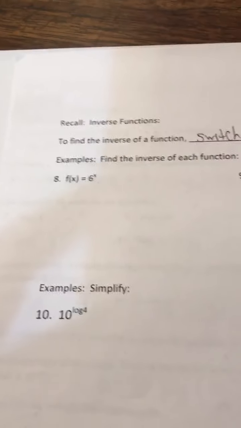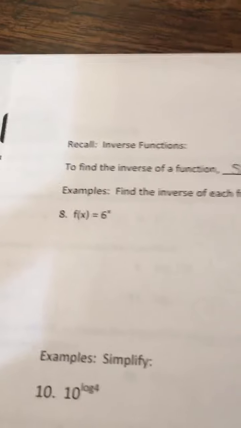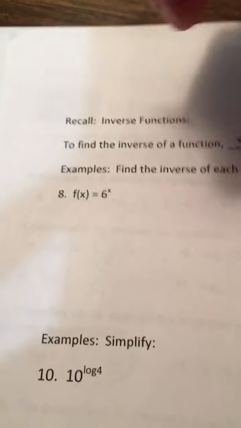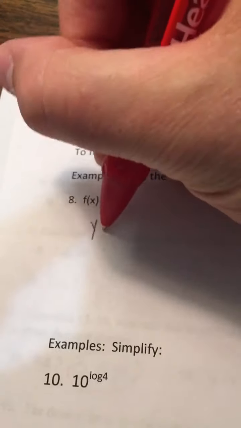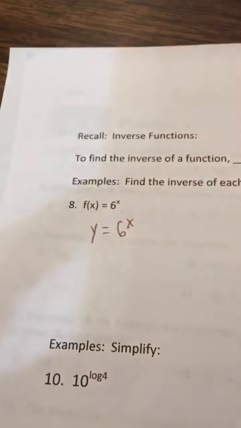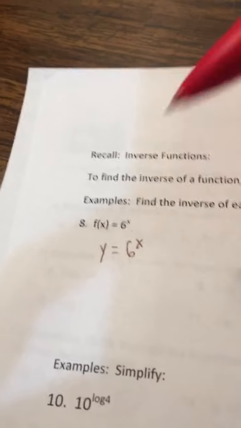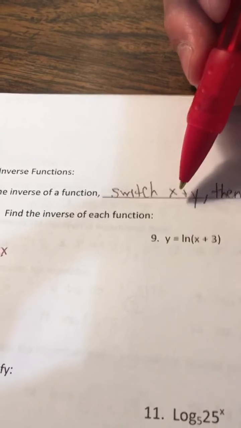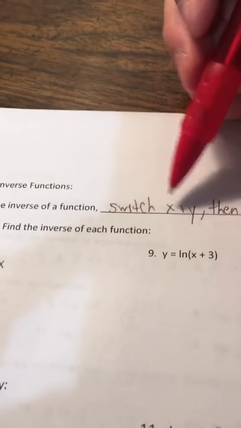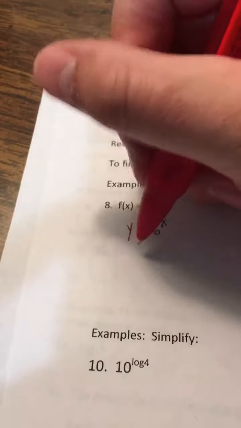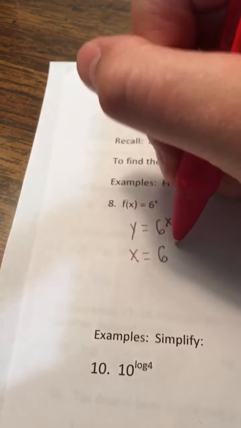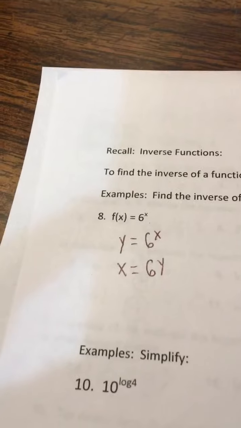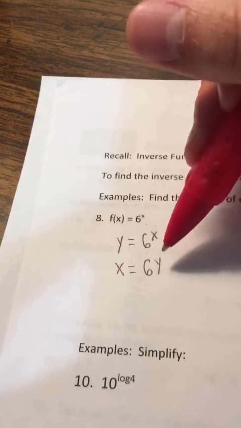So if you look right here, problem number 8 asks us to find the inverse of this function. Now f of x, remember, is just a fancy name for y. So this is like saying y equals 6 to the x. I want to find the inverse, the opposite function of this. So my first step in every inverse problem is to do what? Switch x and y. So I'm going to rewrite this as x equals 6 to the y. I just switched x and y. That's not 6y, that's 6 to the y power.